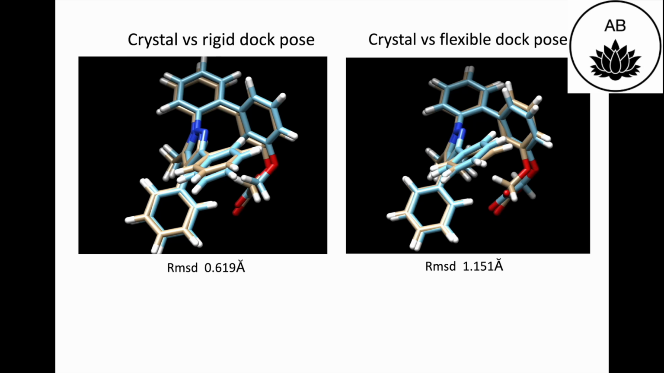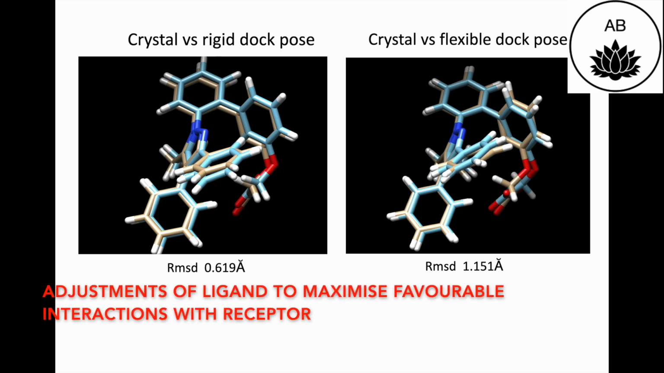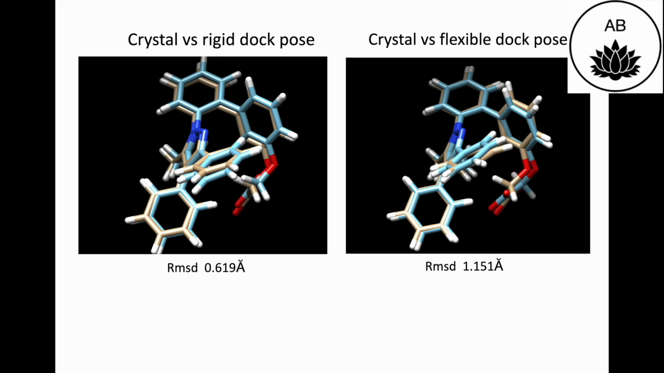This is because when you dock a molecule flexibly, there are adjustments made to make the molecule comfortable. So the bond lengths, bond angles, the rotations of the torsions, everything is adjusted to make the molecule have favorable interactions, which is why they deviate a little more to fit comfortably. And that is what you see over here.